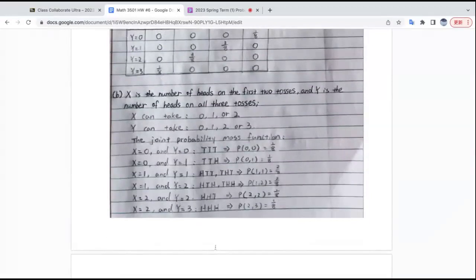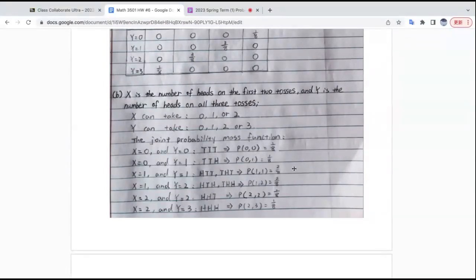And B, X is the number of heads on the first two tosses, and Y is the number of heads on all three tosses. So X in here can take 0, 1, or 2, and Y in here can take 0, 1, 2, or 3. So the joint probability mass function, which is when X equal to 0, Y equal to 0, we have one outcome, which is TTT. So the probability of 0, 0, which is 1 over 8, and X equal to 0, Y equal to 1. We will have one outcome, which is TTH. So the probability of 0, 1, which is 1 over 8, and X equal to 1, Y equal to 1. We will have two outcomes, which is HTT, THT.